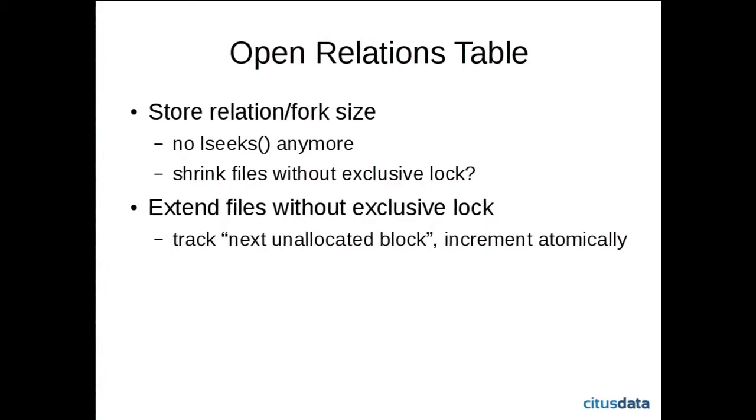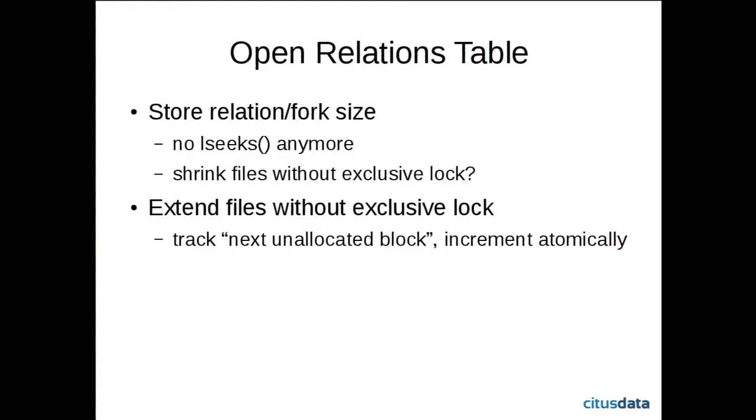Not just for extension, but also for making the shrinking of files more efficient. At the moment, when vacuum decides it can shrink a table, we have to exclusively lock the table, which is not very good, because then you can't read anything anymore, you can't write anything anymore. And I think if we had a notion in memory of how much data is actually initialized, then we could get rid of that.